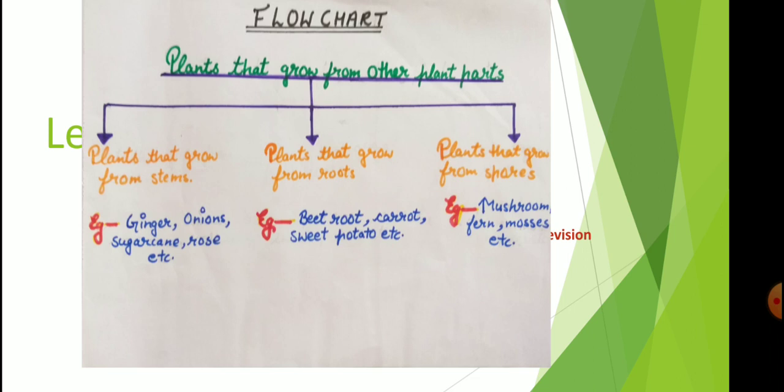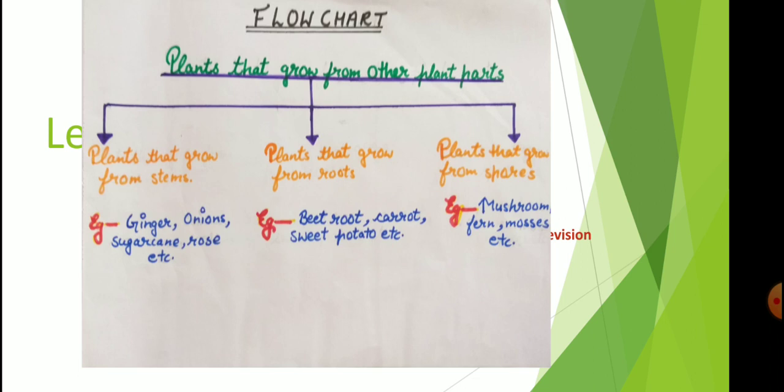And potato is a stem that grows underground. It has buds called eyes, and each eye can grow into a new plant. Besides that, ginger and onion are also underground stems.